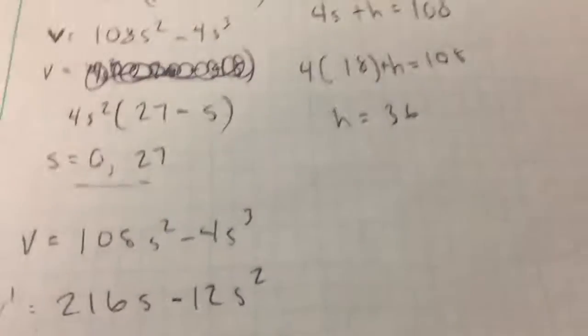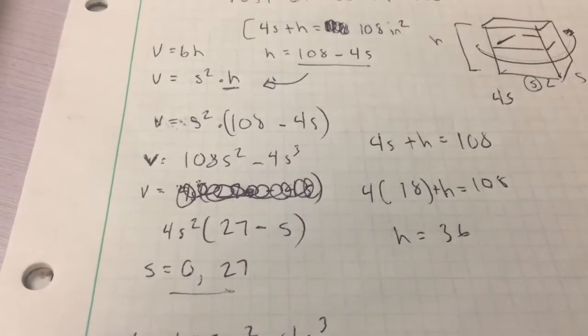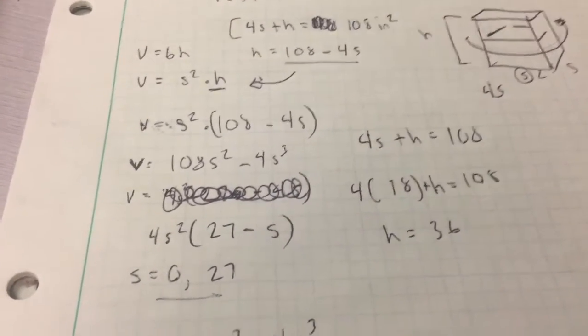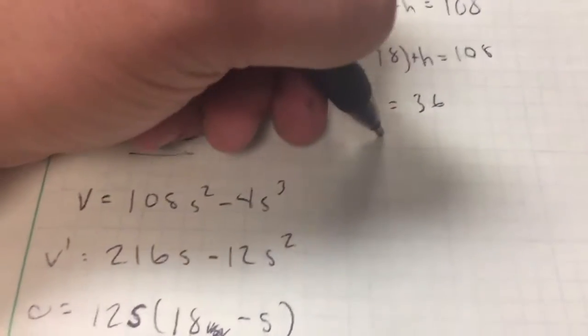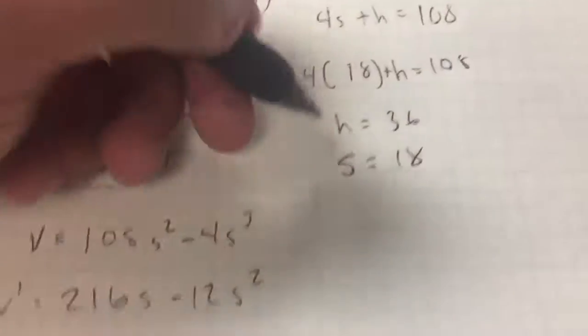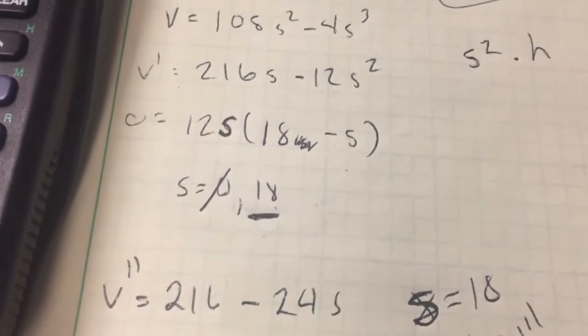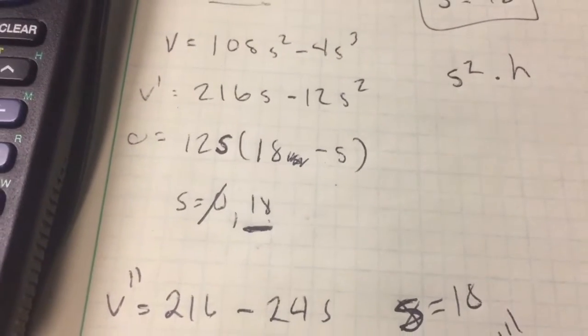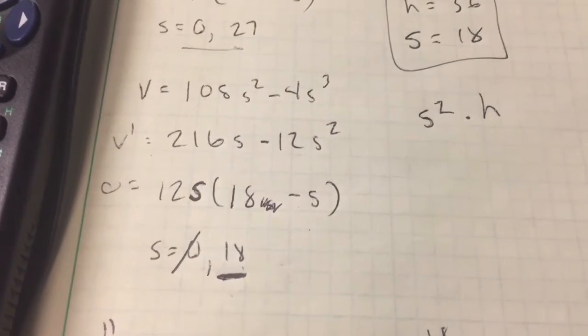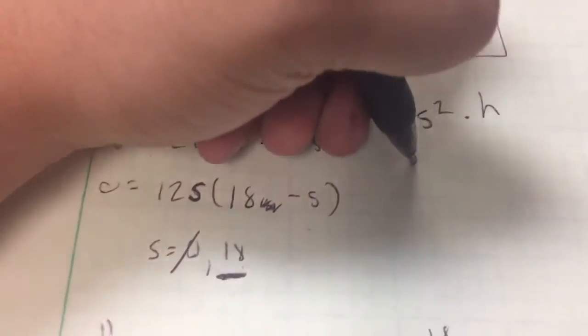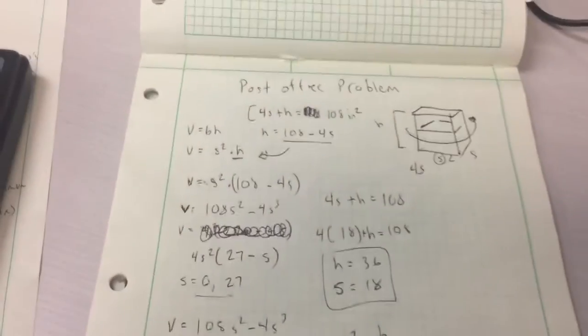If you want to find the maximum, I guess that would be it, since you're finding the dimensions. So the height would be 36 and each of the sides would be 18. If we wanted to find the volume, we would just do s squared times h. In this case, that would be 18 squared times 36, and that would give you a volume of 11,664. Yeah, that's it.